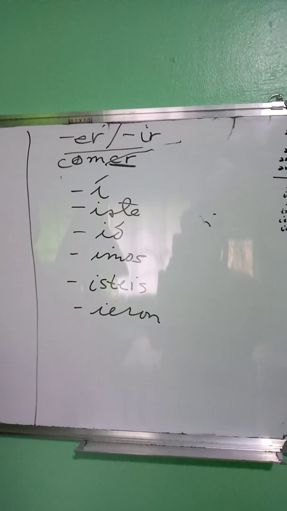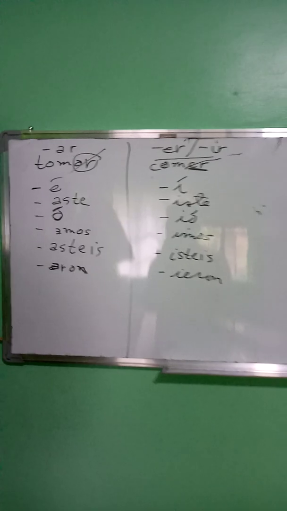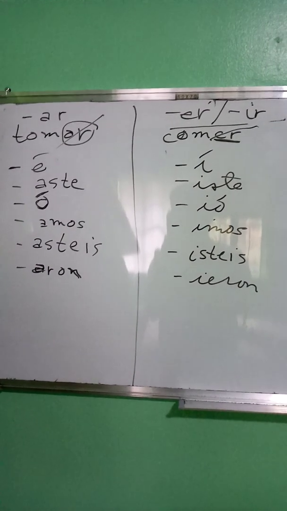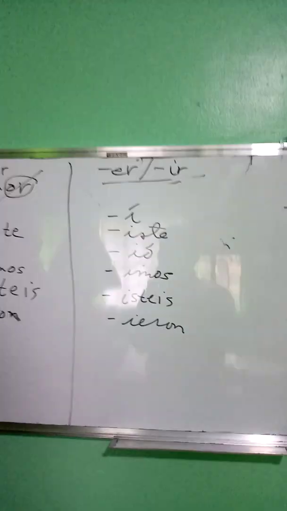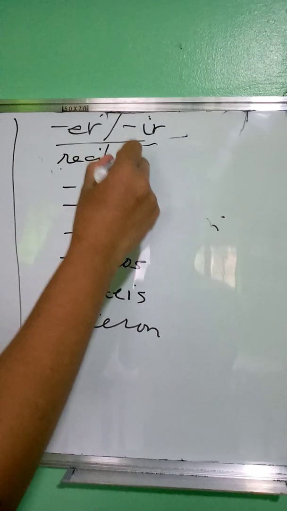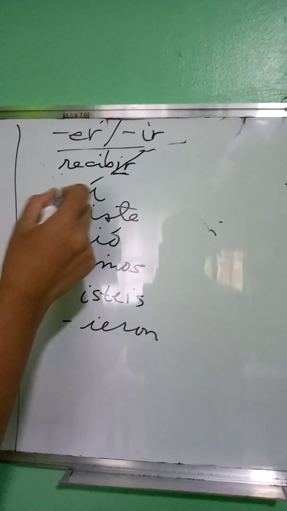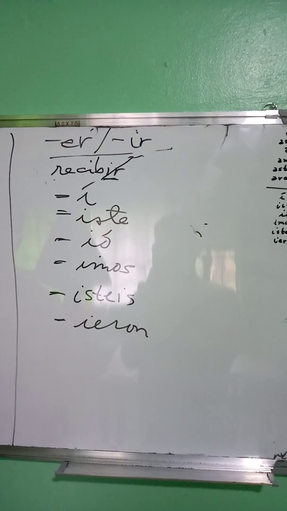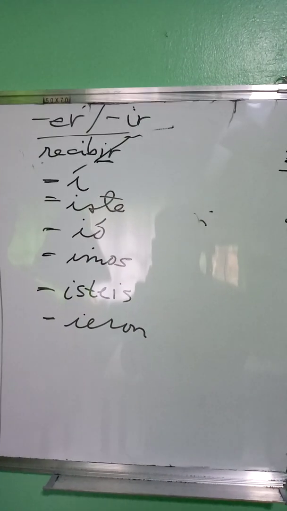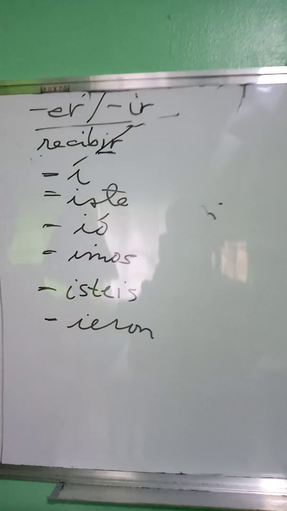This time ending in IR. Okay? So we take recibir. Recibir would be to receive. No? Recibir would be to receive. So what you do, because this is ending in IR, you drop that, then you add already the suffixes that I have given you. No? So it will sound like recibí, recibiste, recibió, recibimos, recibisteis, recibieron. Okay?